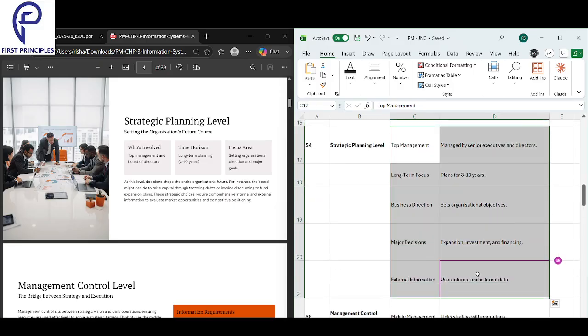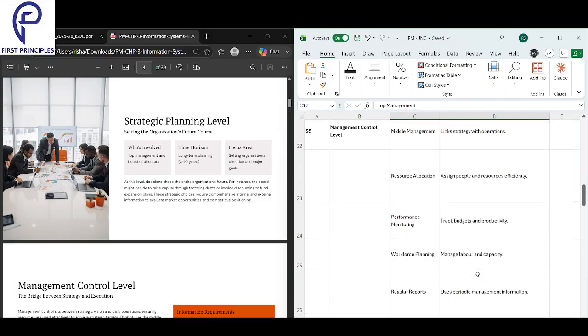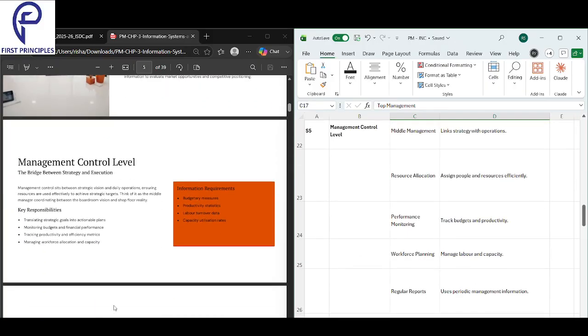Strategic is the top level management. They do a long-term job and they give a direction to the business. They make all the big decisions and they use both internal and external data. Nothing difficult about this. Top level management, long-term focus, gives the direction to the business, makes all the major decisions and uses internal and external data both.